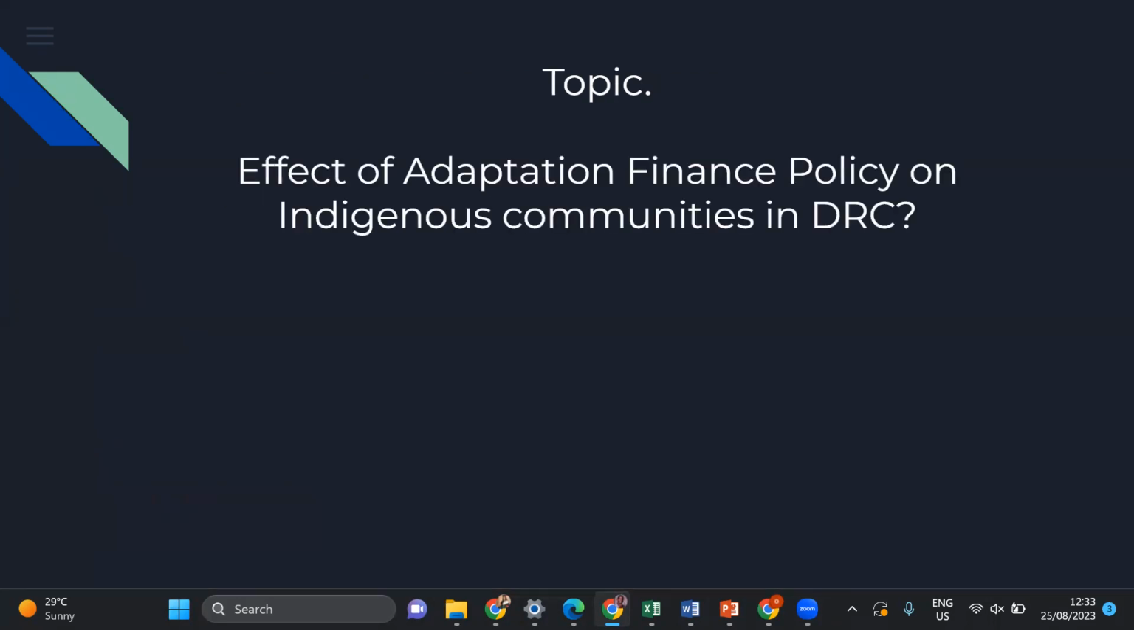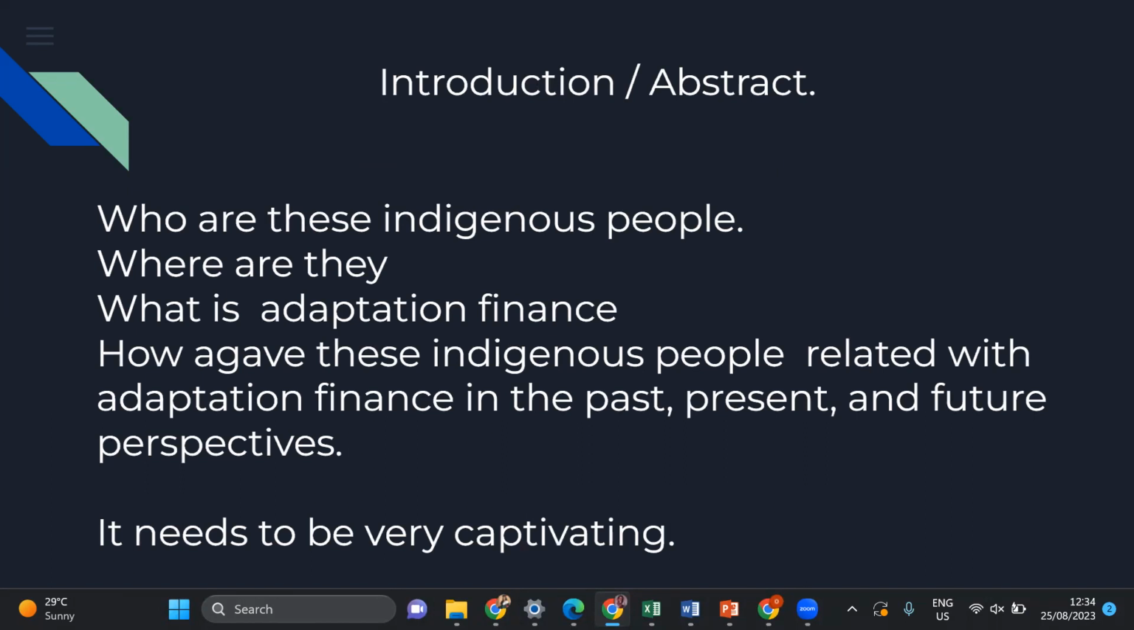Earlier, it was the effect of the adaptation finance policy on indigenous communities in DRC. But now, the example suggested is on YOUNGO. We shall say the effect of YOUNGO activities in representing the voices of youth in the UNFCCC. So someone would like to examine whether YOUNGO is really representing the voices of youth in the UNFCCC. We start with a topic.